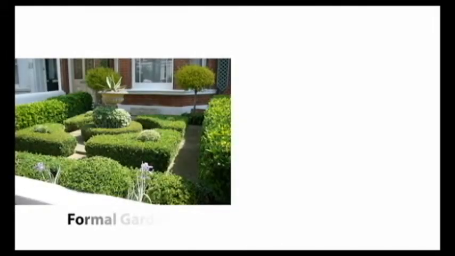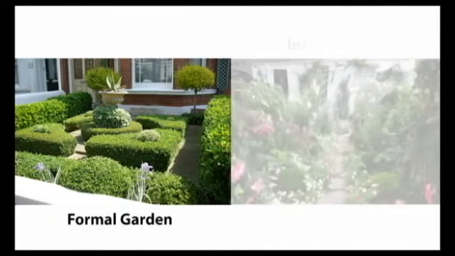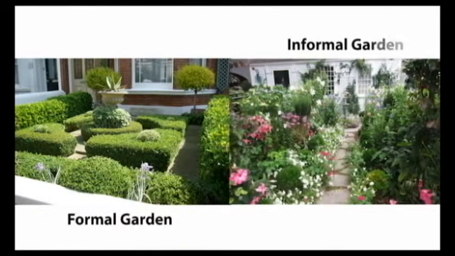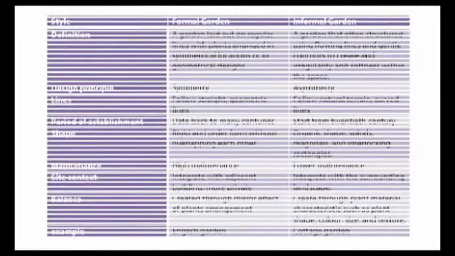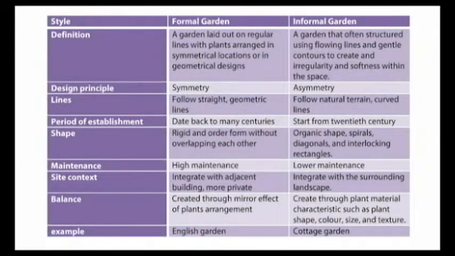If you are interested in designing a garden, there are two different styles of gardens, which are the formal garden and the informal garden. Here is the comparison of the formal and informal garden. The definition of a formal garden is a garden laid out on regular lines with plants arranged in symmetrical locations or in geometrical designs. Whereas an informal garden is a garden that is often structured using flowing lines to create contours and irregularity and softness within the space.